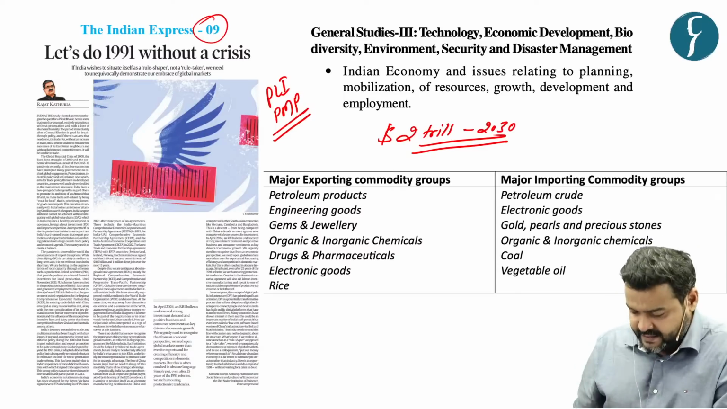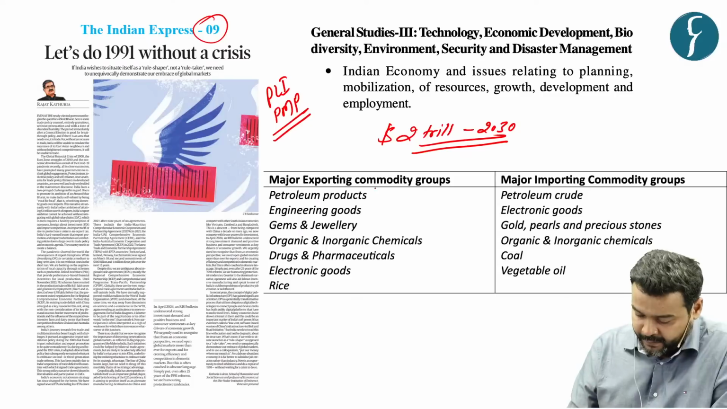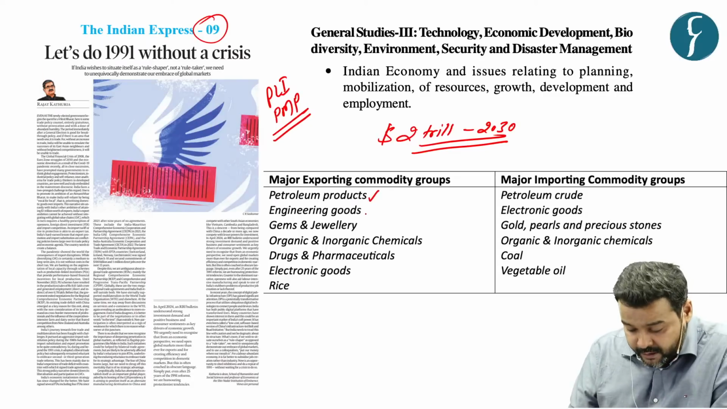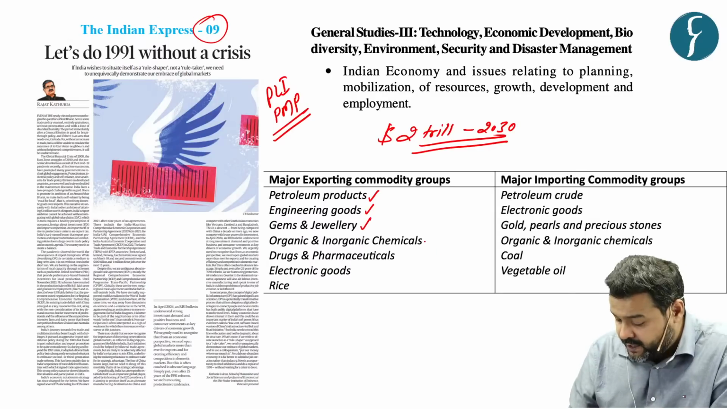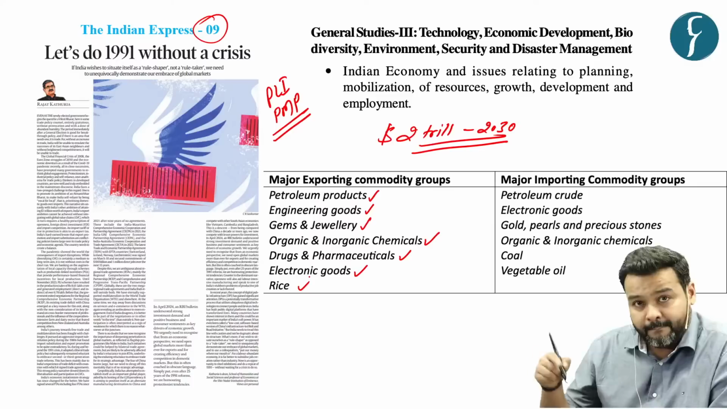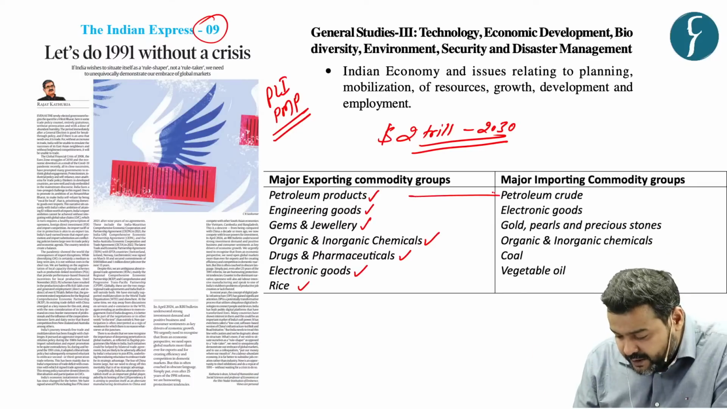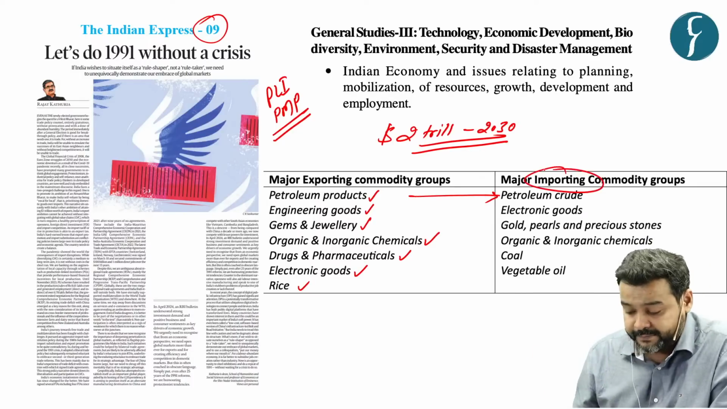So here in this table you can see what we are exporting. We are exporting petroleum products, engineering goods, gems and jewelry, organic and inorganic chemicals, drugs and pharmaceuticals, electronic goods, and rice. But for these petroleum products, what we need is crude petroleum, which we are importing.